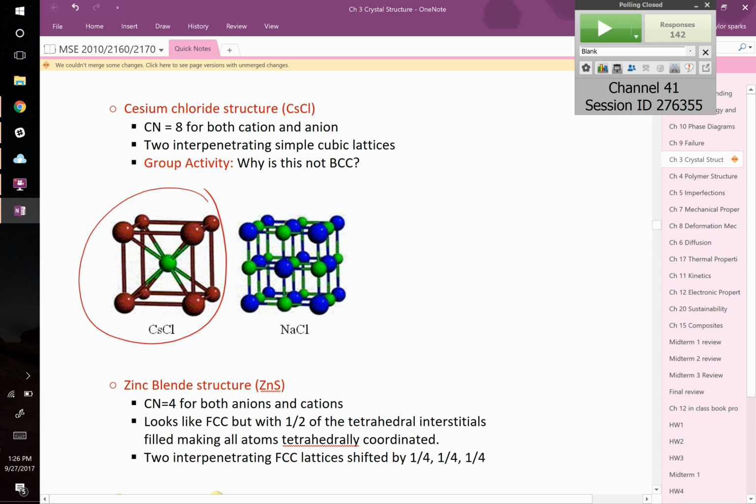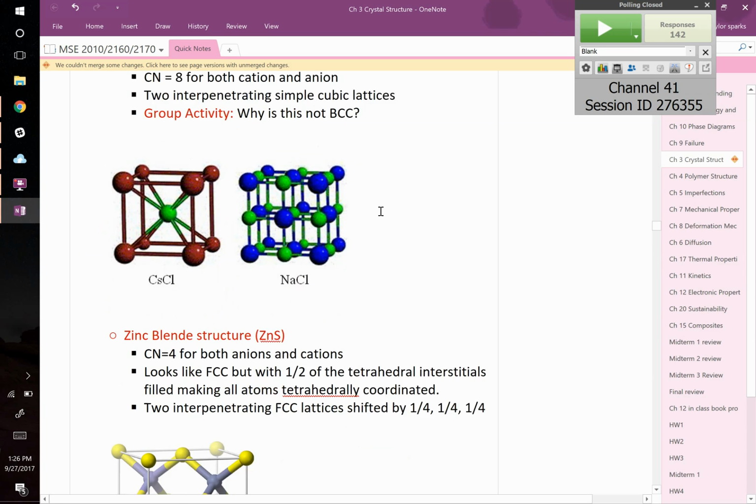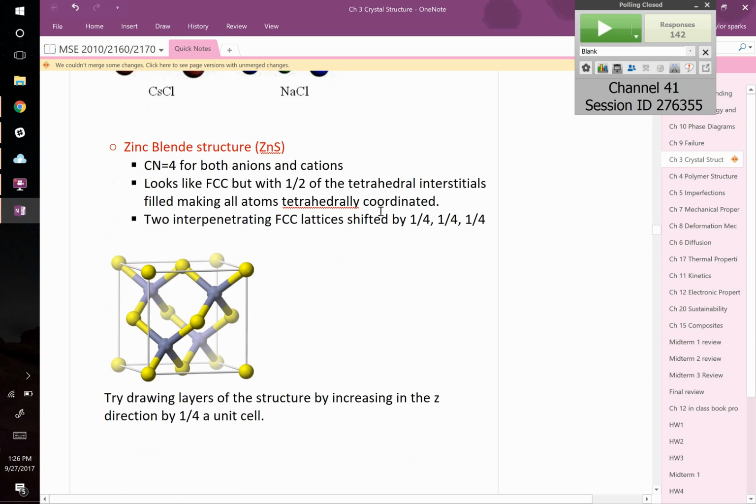And this is now the cesium chloride type of structure, right? So that's cesium chloride versus sodium chloride structures. Let's do the next one, which is zinc blende. The zinc blende structure, that's the name of the mineral for zinc sulfide.